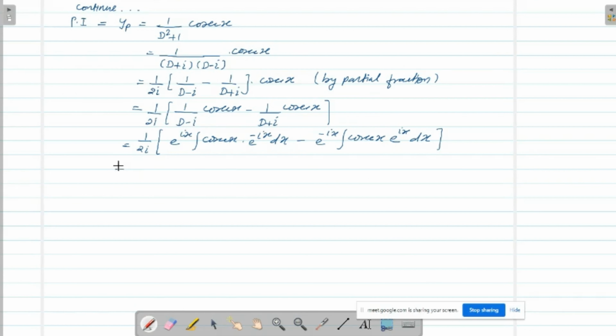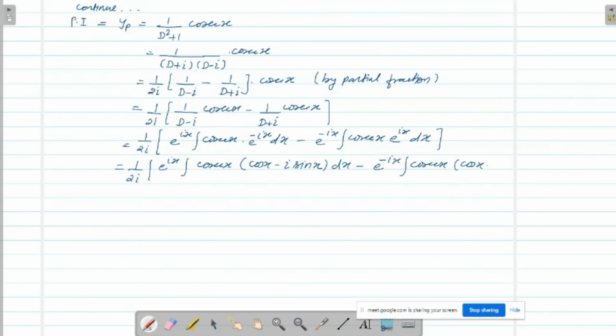So before integrating, we write this equal to 1 upon 2i, e raised to ix, integration of cosec x. See here, e raised to ix can be written as cos x minus i sin x. Okay, this is the complex number i sin x, and dx, minus e raised to minus ix integration of cosec x, and this exponential function can be written as what?